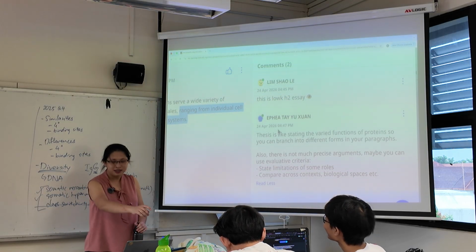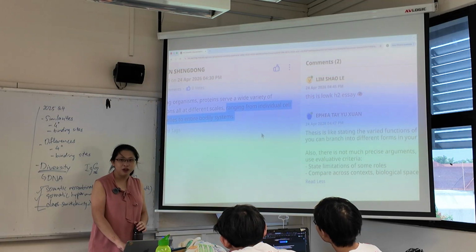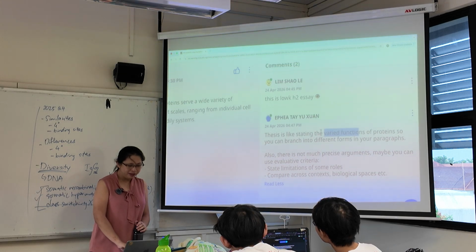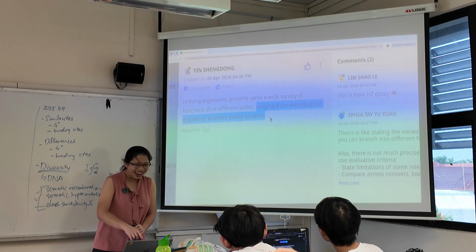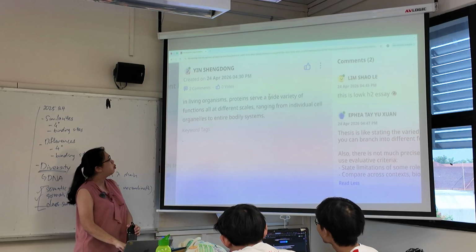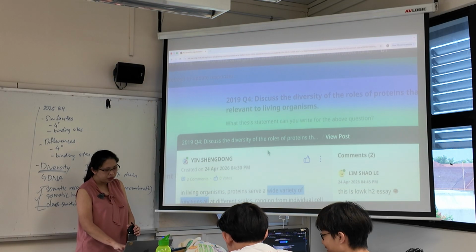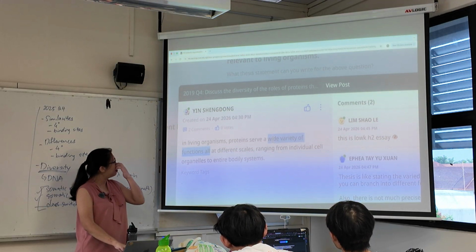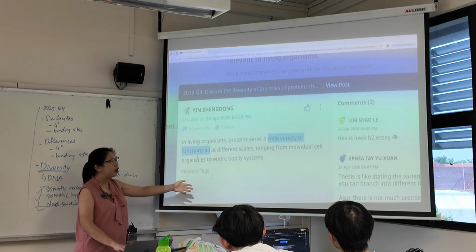Their original thesis was actually "proteins serve diverse roles in living things", which is literally the question but without the rest. The front part about the wide variety of functions is not necessary, because that's what the question is already asking, to discuss the diversity of roles of proteins. So telling me that they serve a wide variety of functions is repeating the question.